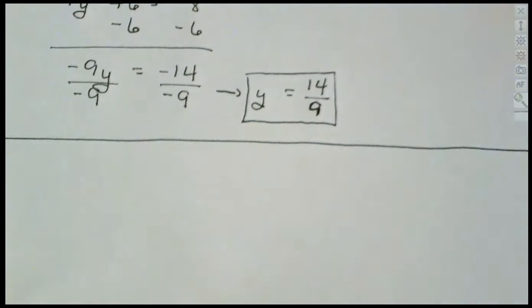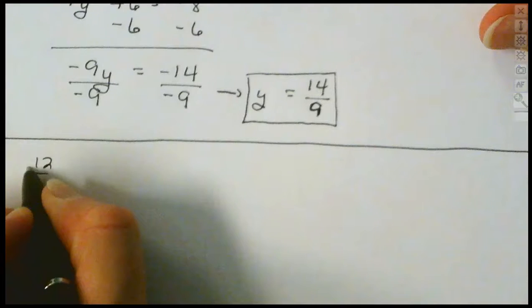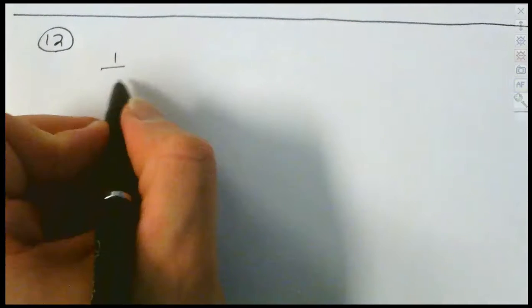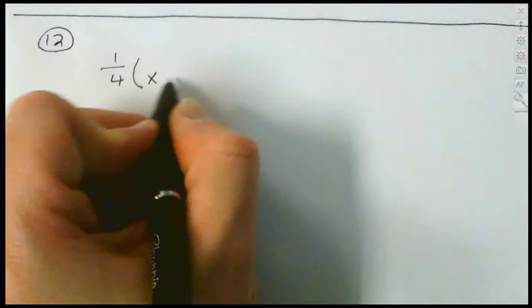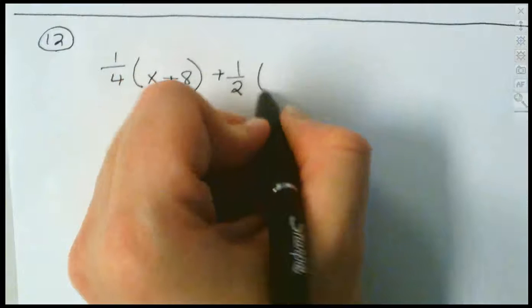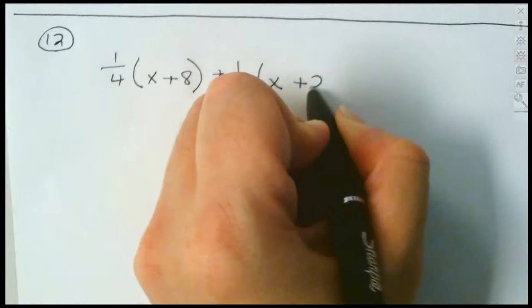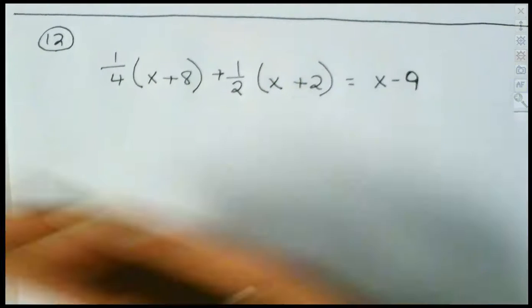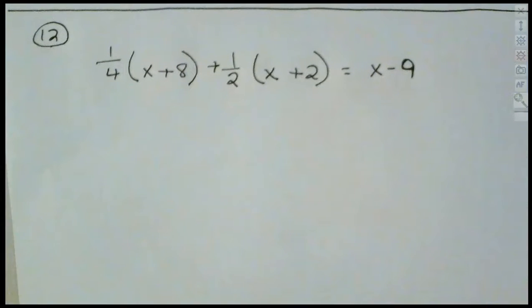Question 12 is more fractions here. And they'll get a lot easier. Once you start learning how to clear them out and work with the fractions, they're not going to be difficult at all. So for question 12, we've got 1/4 times x plus 8 plus 1/2 times x plus 2 equals x minus 9. And we'll distribute through.